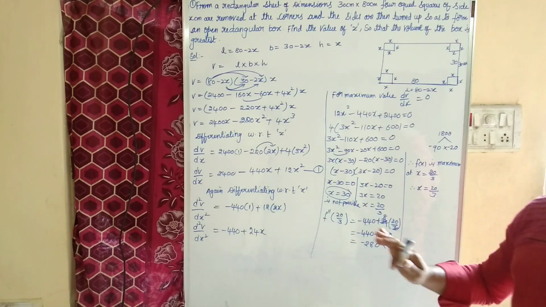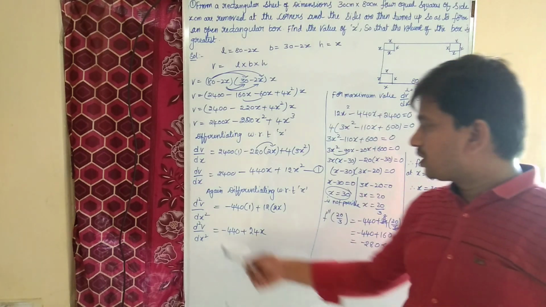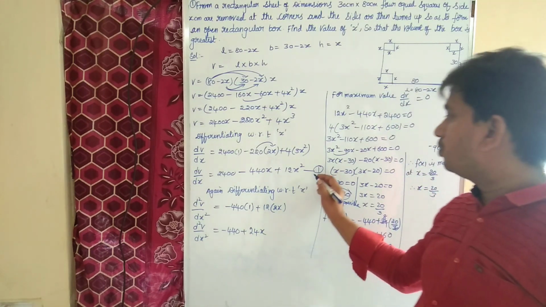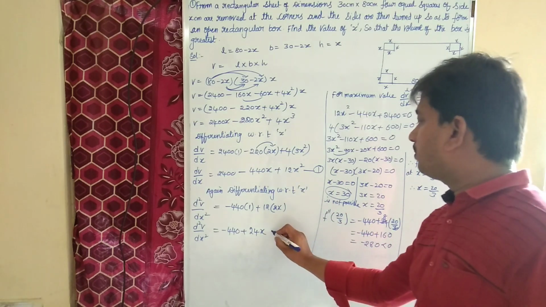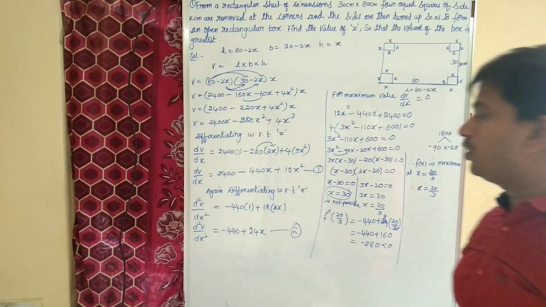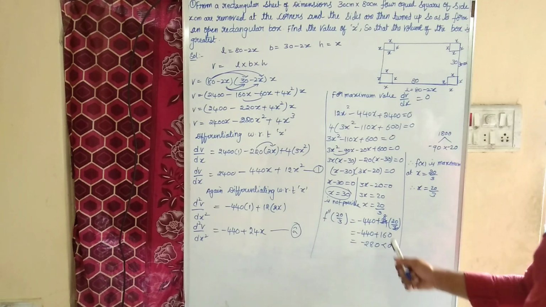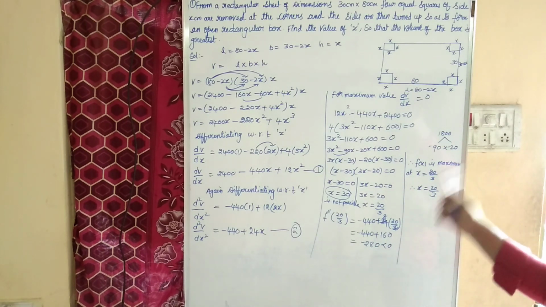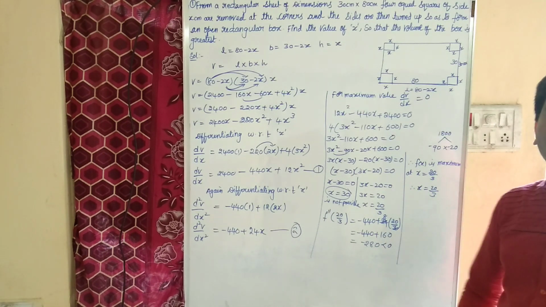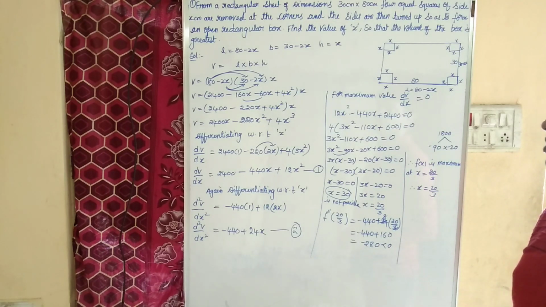So x equal to 30 is not possible. Then f double dash of 20 by 3: in equation number 2 we need to substitute x equal to 20 by 3, which is less than 0. Therefore f of x is maximum at 20 by 3. Therefore the value of x is 20 by 3.